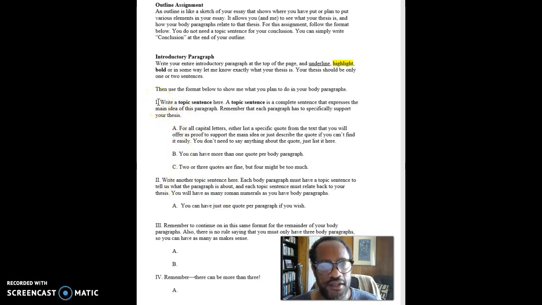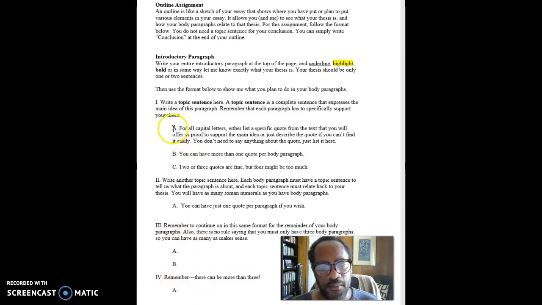So you're going to have, in each of these Roman numerals, a topic sentence, right? I say write another topic sentence here. Number 3, write a third topic sentence. Students think you can only have 3 body paragraphs, but I tell you down here, there can be more than 3, or there could be less than 3. There's no rule about how many you have to have there.